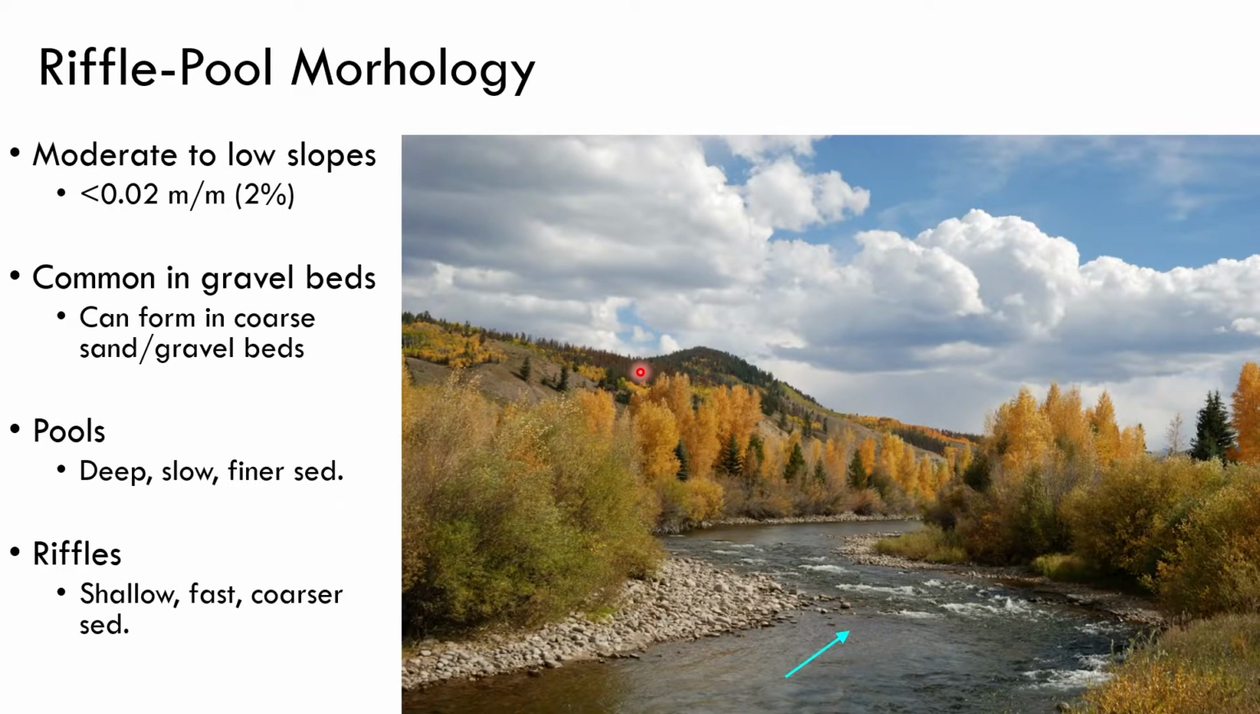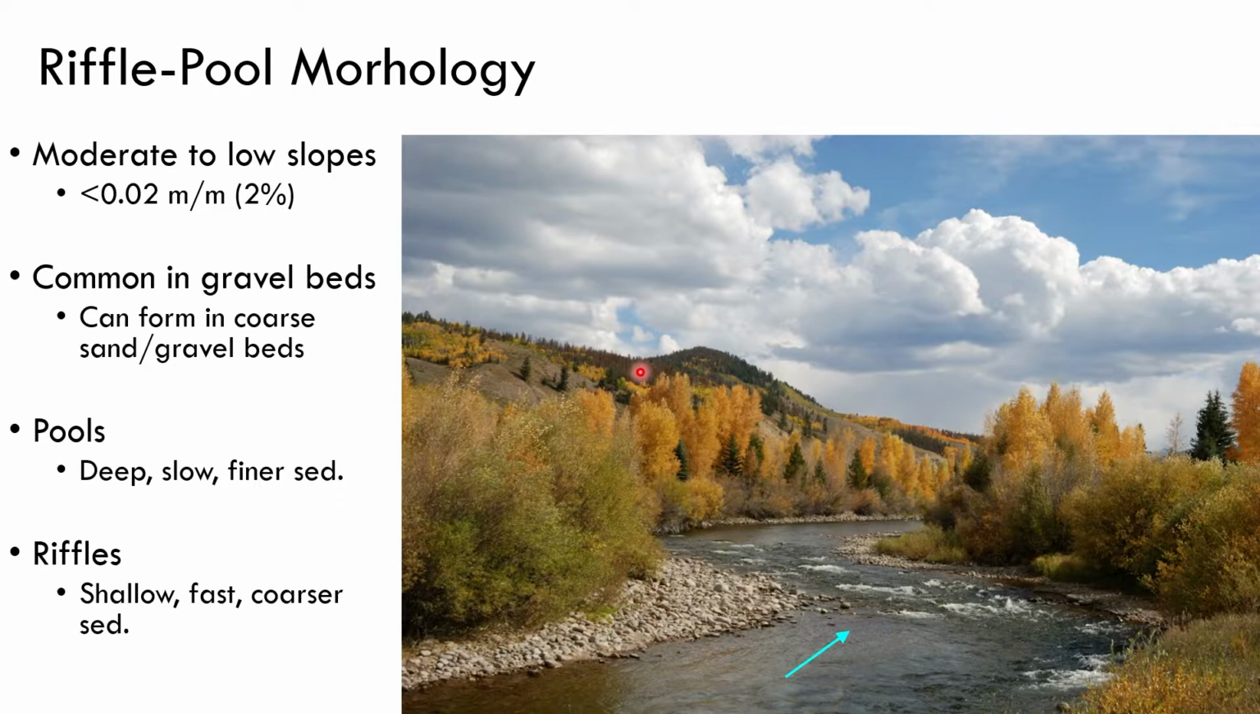Okay, the next thing we're going to talk about is the most common bed morphology that we see in most gravel-bedded streams with moderate to low slopes. This is a big chunk of streams throughout the US and throughout the world. This riffle-pool morphology is unique in the sense that it's ubiquitous, but the form is fairly consistent, and you can see it just about everywhere you go.